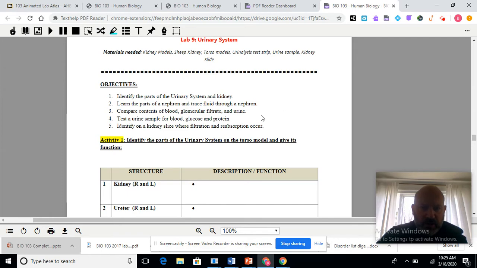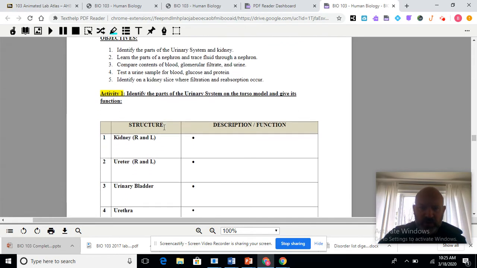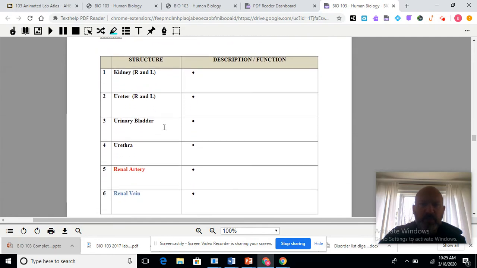All right, and then it says identify a kidney slice. Well, that's what we just did. We just looked at those images under the microscope. So we'll look at that in the lab, and I'll tell you what I want from there. But we could kind of fill in some of this stuff.